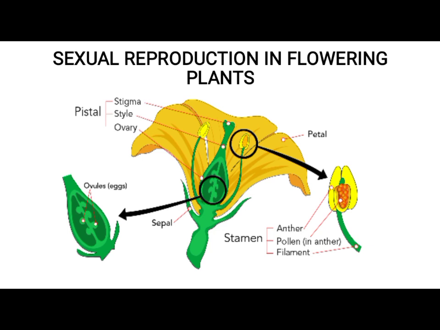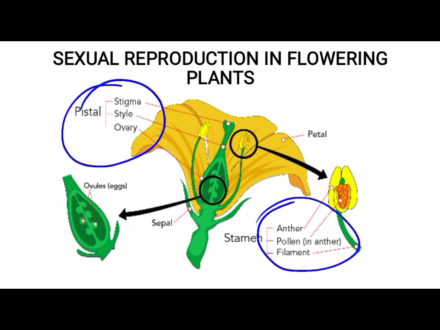Okay, in flowering plants, you have basically the male part of the plant, and then you also have the female part of the plant. The male part of the plant is referred to as the stamen. The female part is referred to as the pistil. Okay, the male part, the stamen, consists of the anther, the pollen, and then the filament. Let me talk about each of them. First one is the anther.